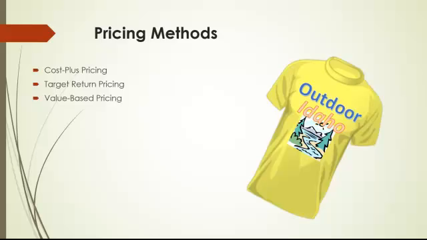The second is target return pricing. Well, we want to be able to pay back a $10,000 loan in 1 year. So our return is that amount plus interest. So you're going to price your individual units with enough price margin to allow that to happen.